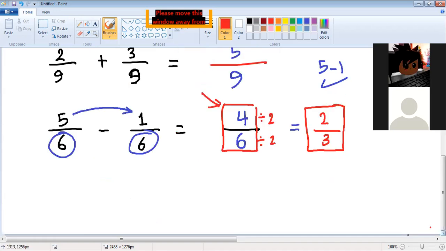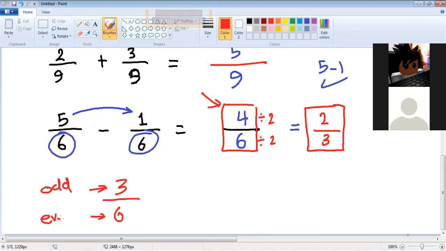Like 3 and 6? Yes. Look, 3 and 6. One is odd and the other one is even. Can we divide 3 by 2? No. Can we divide 6 by 2? Yes. But it doesn't work. We have to divide both numbers by the same number.